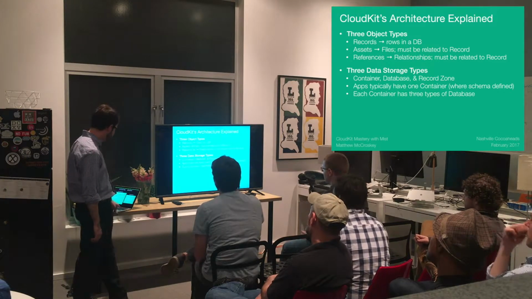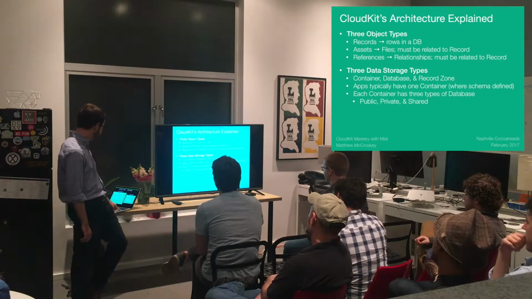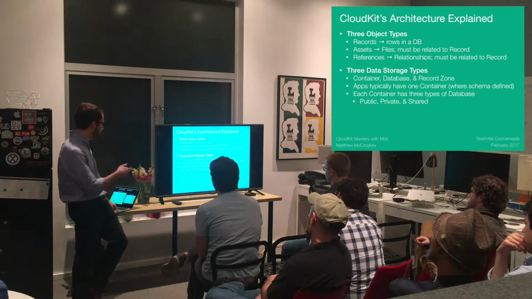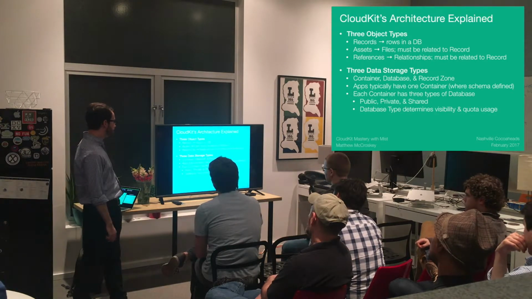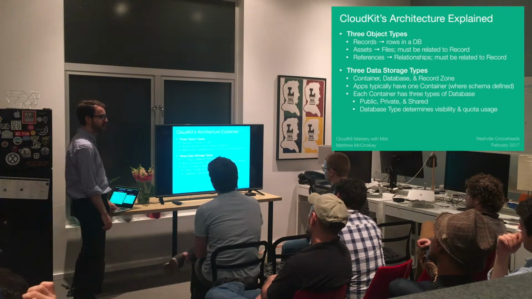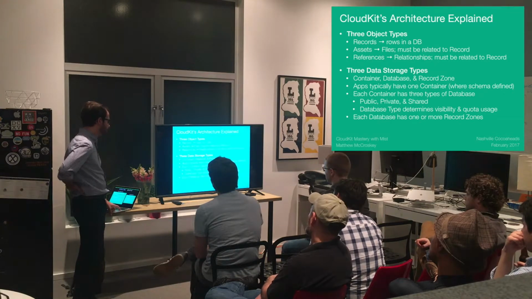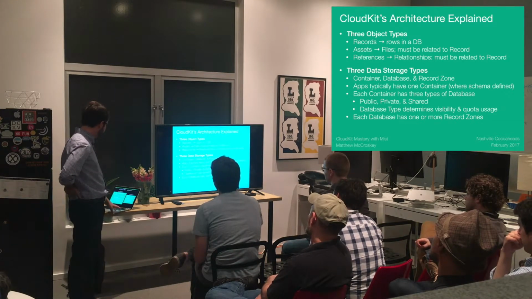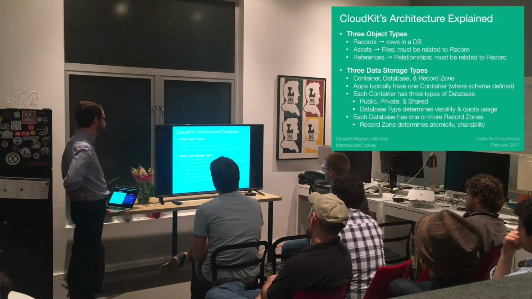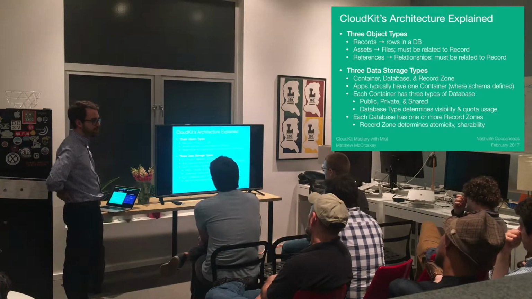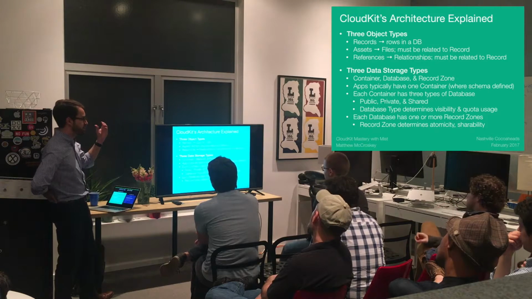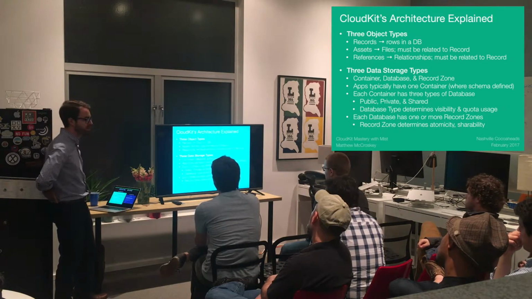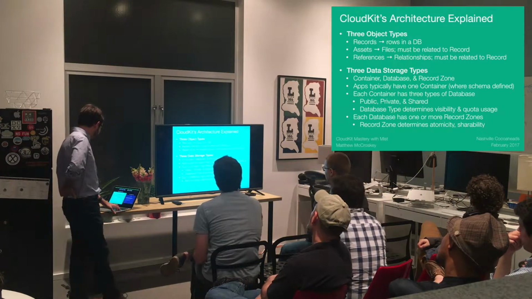Each container has 3 types of database, as I said: public, private, and shared. 1 public, and then 1 private and 1 shared per user. Database type determines visibility of the data and whose quota is used. And then each database has 1 or more record zones, and record zones determine the atomicity and shareability of the data. So in order to have atomic saves and granular notifications, in order to share data, that data has to be in a custom record zone.